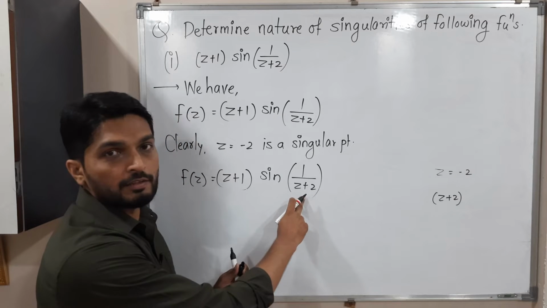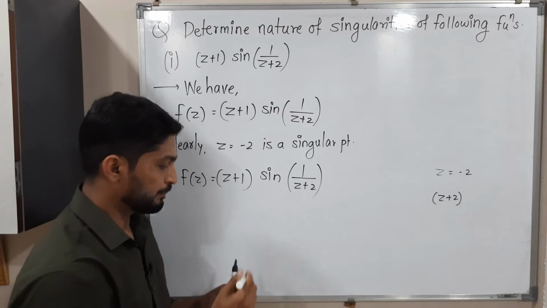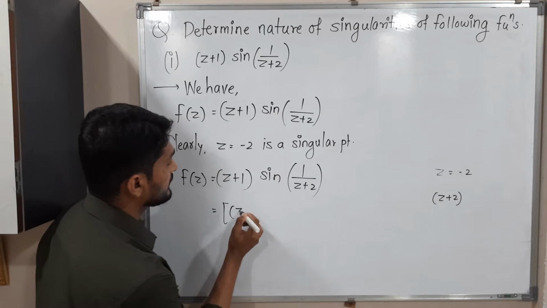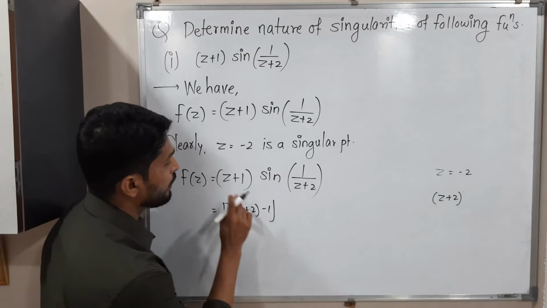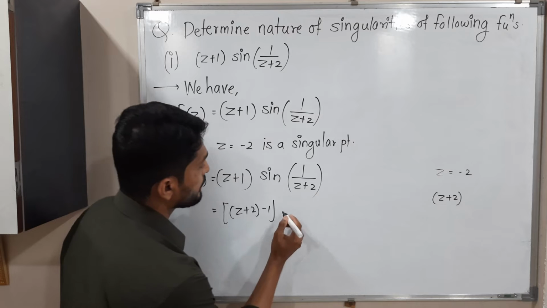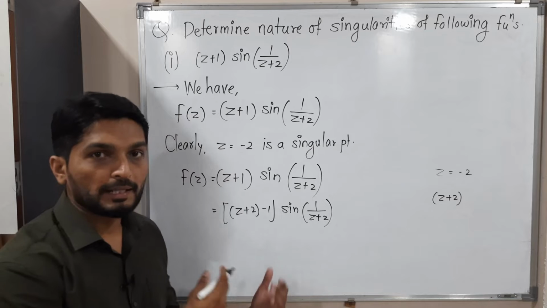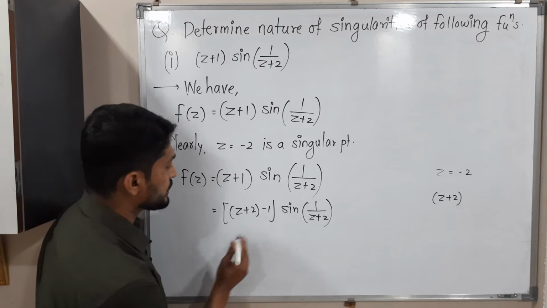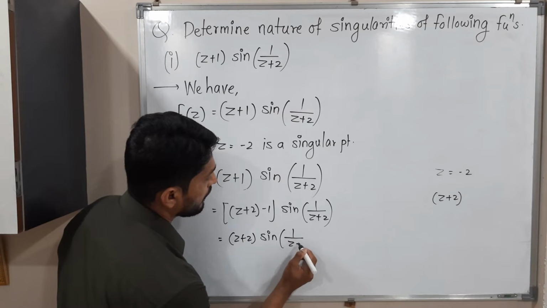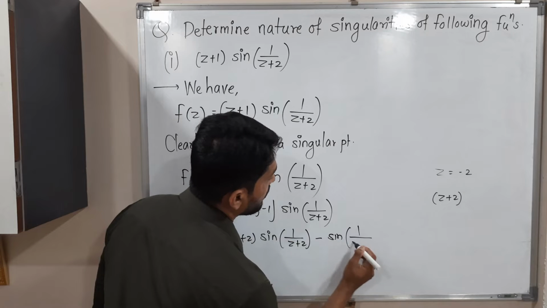So z plus 2 already we have in the sine, and we need to think about this bracket only. We should adjust z plus 2 here. Tell me how to adjust z plus 2. It's quite simple: (z plus 2) minus 1. The 1 was already there, 2 minus 1 is 1. In this way I have adjusted it to (z plus 2 minus 1) sine 1 upon (z plus 2). So let us multiply and make them separate: this bracket (z plus 2) into sine, and minus 1 into sine, so you will get sine 1 upon (z plus 2).